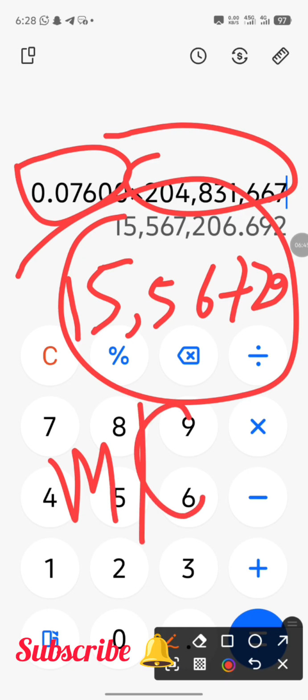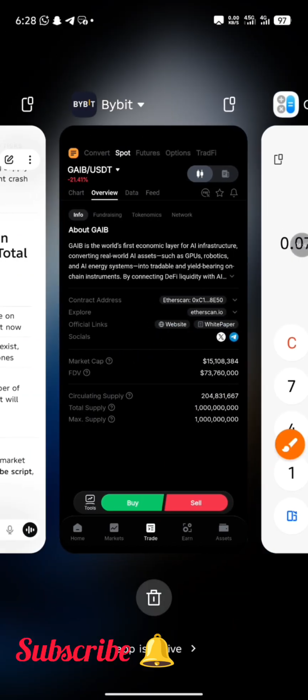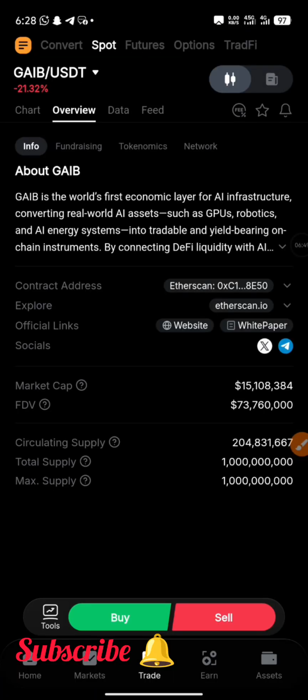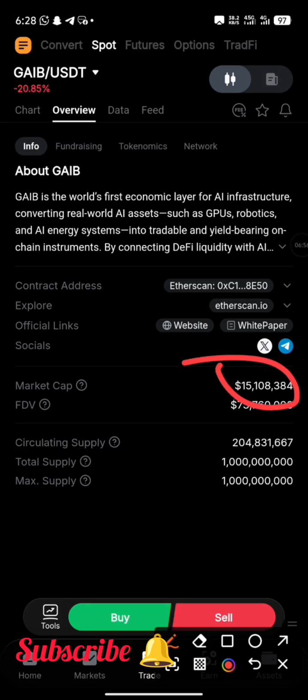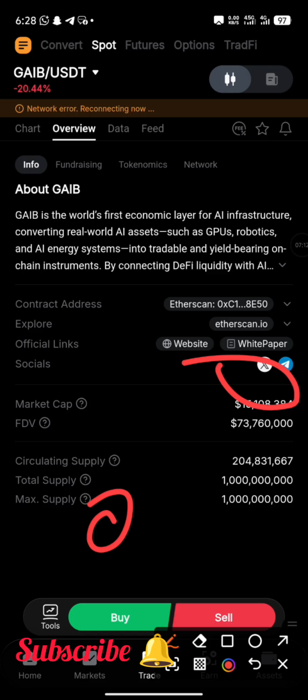All right, did you get this right? Wow. Now you see that what we have here is over 15 million, and what we calculated there is still over 15 million. Now let's see, if we divide this market cap by the circulating supply, what are we still going to get?